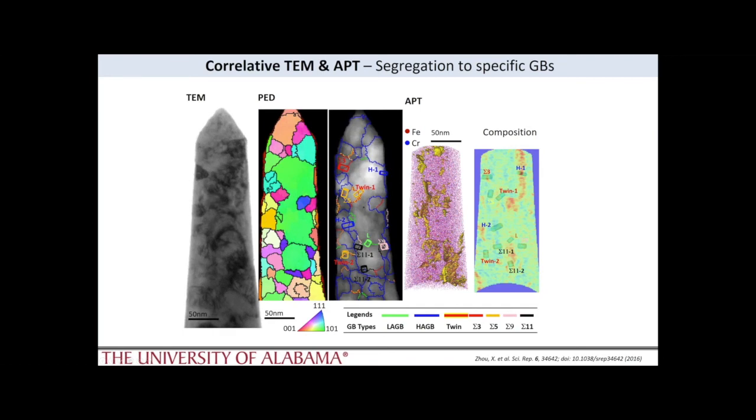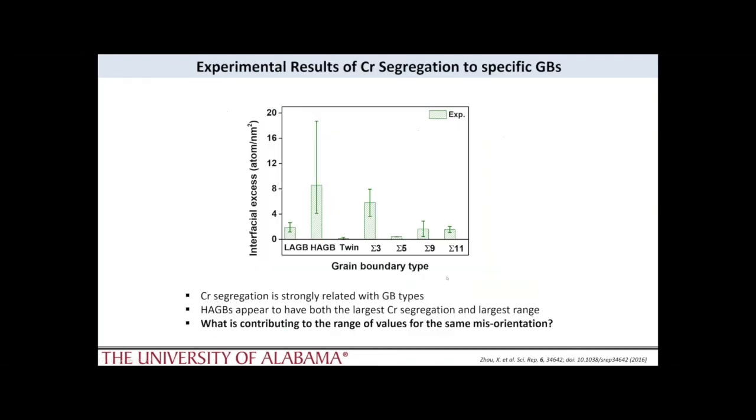From the atom probe work, we're able to now look at the amount of chromium segregation that's in these boundaries as a function of the boundary types. And when we do this, we now realize that we see a spread, but we also see that the chromium has a very different extent of segregation tendency depending on the boundary type itself. So for example, high angle grain boundaries have the highest amount of interfacial excess, whereas a twin boundary has very little chromium. A sigma 5 has very little chromium. A sigma 3, much higher.